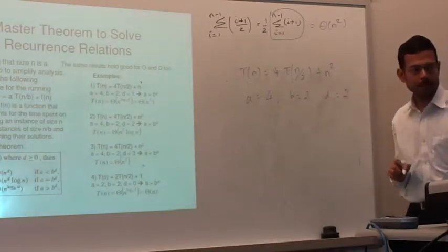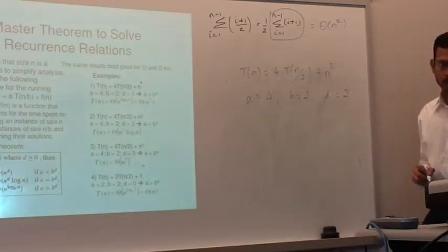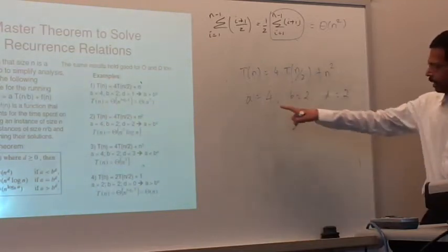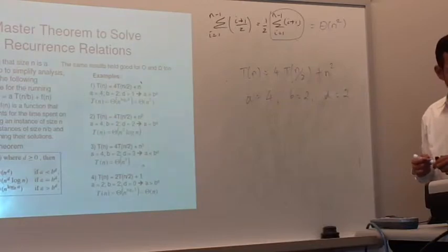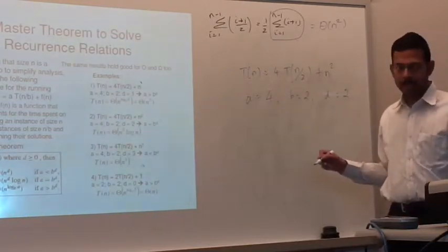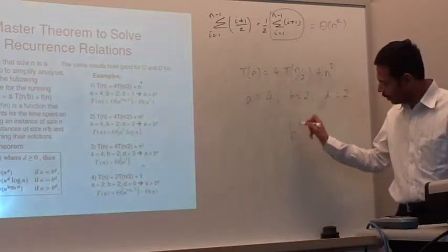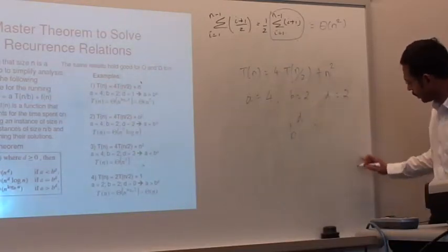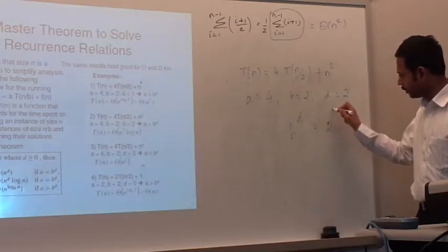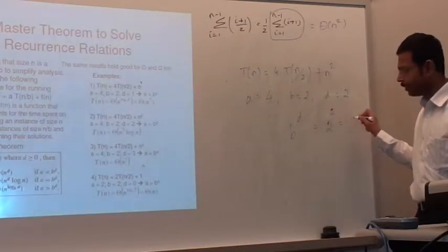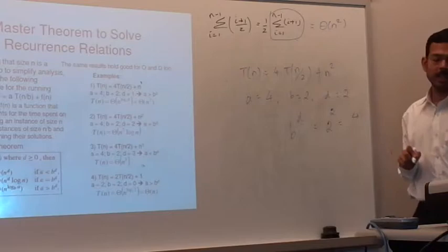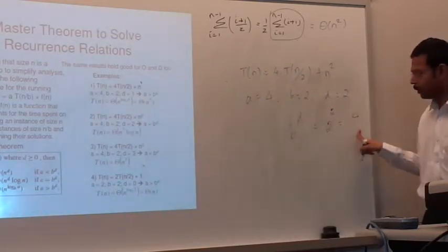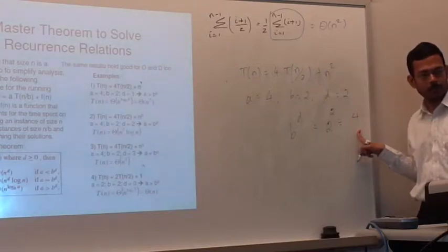So what's the next step? You got a, b, and d. So what's the next step? Find b raised to d. So what is b raised to d in this case? 2 raised to 2, which is 4. So then what should you do? Compare a and b raised to d. What are they here? Equal.